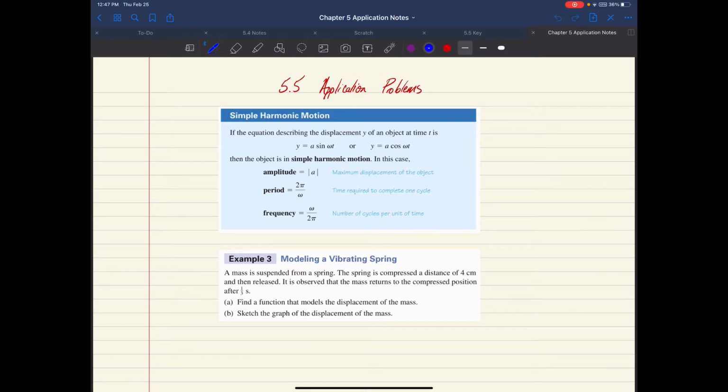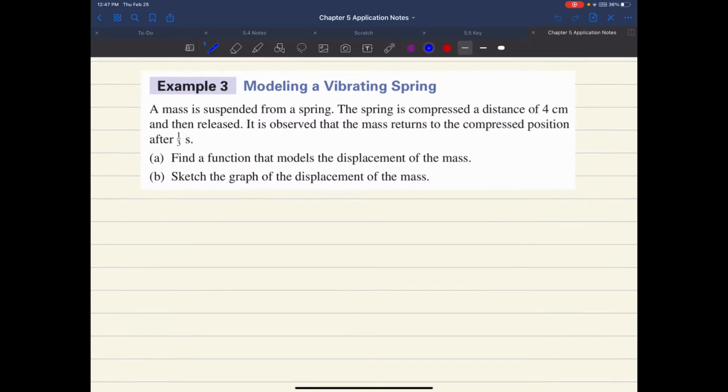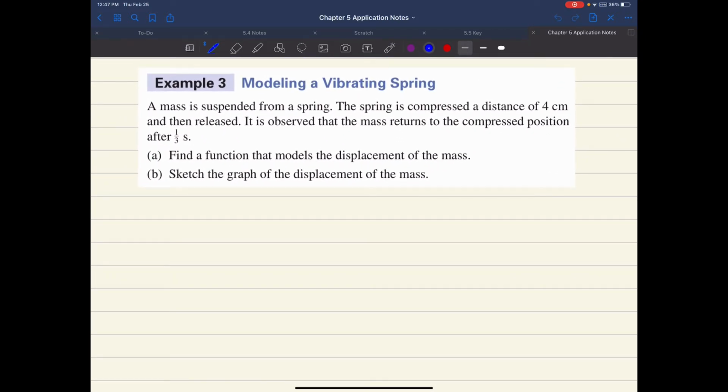So let's do the first example here, and I will do a lot of examples for this. No two are the same, and you'll quickly see that. This is modeling a vibrating spring. It says a mass is suspended from a spring. The spring is compressed a distance of 4 centimeters and then released. It is observed that the mass returns to the compressed position after 1/3 of a second. Find a function that models the displacement of the mass. And B is sketch the graph of the displacement of the mass.